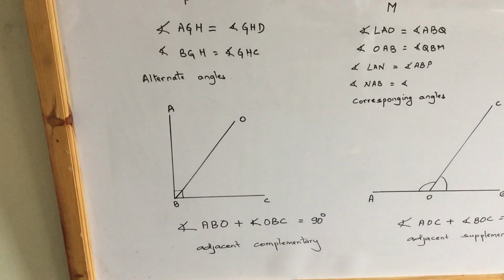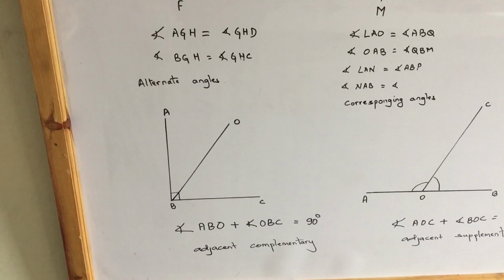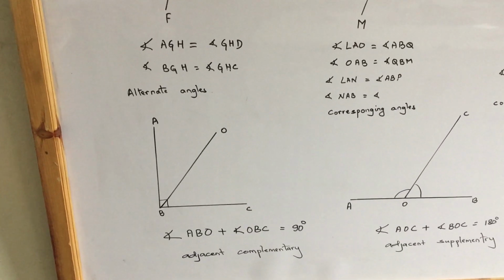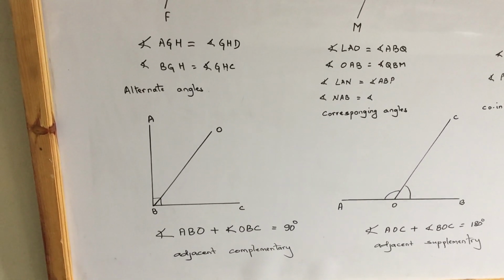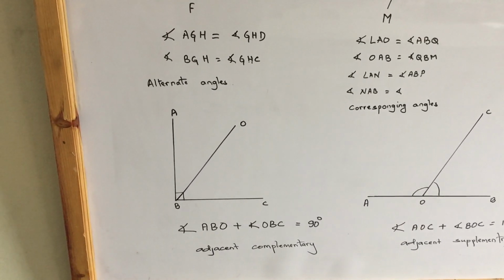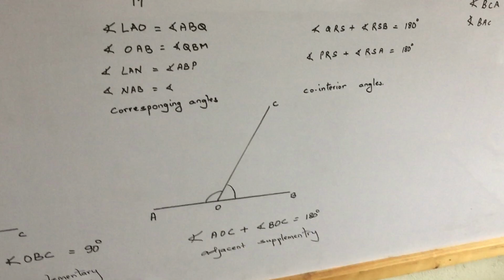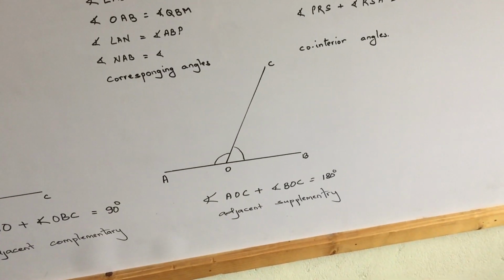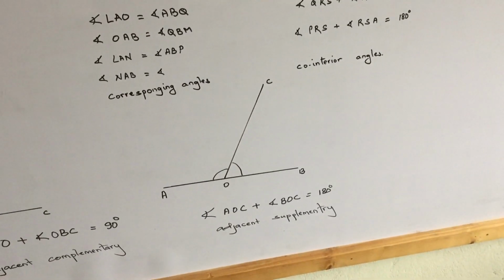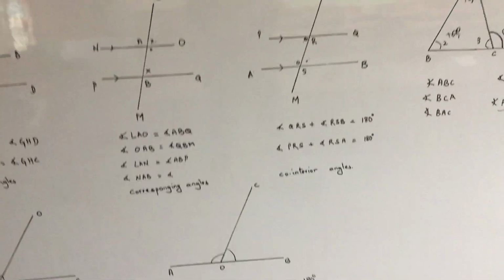So angle ABO and angle OBC are adjacent angles because OB is the common arm and B is the common vertex. And they are also complementary because ABO plus OBC gives us 90 degrees. So it's the mixture of complementary and adjacent; we call it adjacent complementary angles. Similarly, adjacent supplementary angles are adjacent and supplementary also. You can call them supplementary angles, but the perfect name for them would be adjacent supplementary angles. Now we go to these sums.